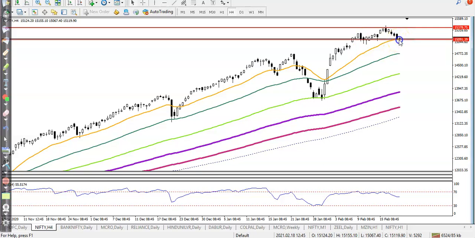So let me draw a horizontal line by connecting this level. Now I can see price just here, we have seen there 15,000. All right, it acted as a support somewhere there. Have you seen? Acted as a support. Now let's jump to a small time frame like 15 minutes.